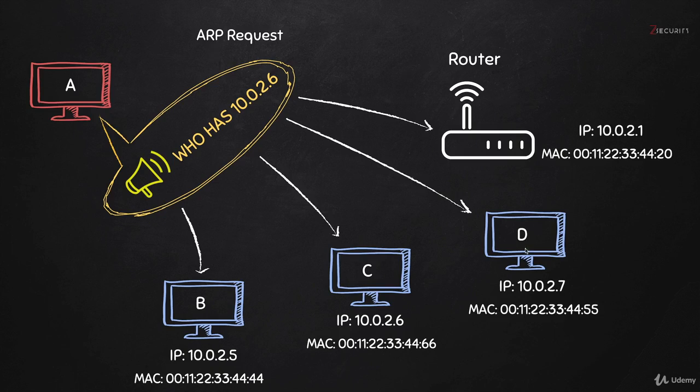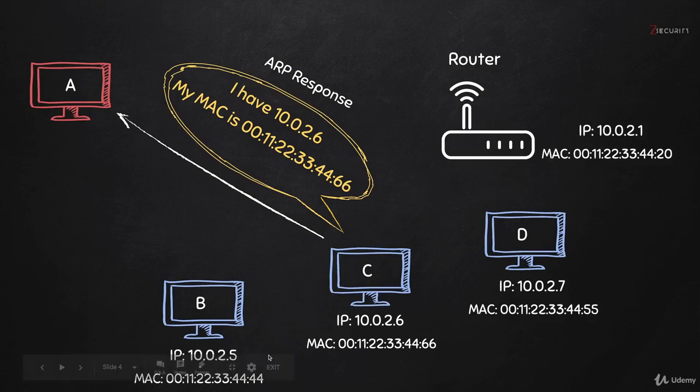Now, all of these devices will ignore this packet except the one that has this IP address, which is 10.0.0.26, which is device C. So the next step, all devices will not do anything, and the only device that will respond is device C sending an ARP response. In this response, device C is going to say, I have 10.0.0.26, my MAC address is this MAC address. This way, device A will have the MAC address of device C, and now it will be able to communicate with device C and do whatever task that it wanted to do initially. So all of this communication is facilitated using the ARP protocol.